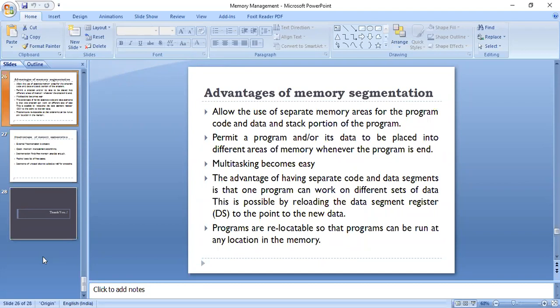It permits a program and its data to be placed into different areas of memory whenever the program is ended. So we don't need to have contiguous locations. We can disperse the data and the program wherever the slots are available. So we can avoid the fragmentation also.